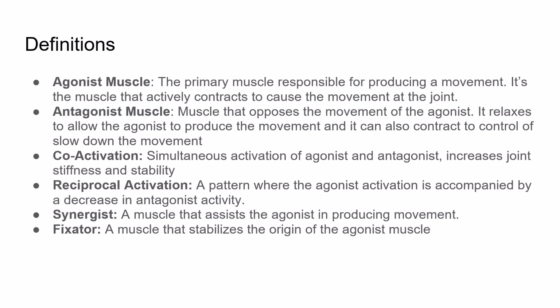Coactivation occurs when both the agonist and antagonist muscles are activated at the same time. Coactivation increases joint stiffness and improves stability, especially during complex or high precision movements. Reciprocal activation is a movement pattern where the agonist is activated while the antagonist activity is reduced. This creates smooth and efficient joint motion.